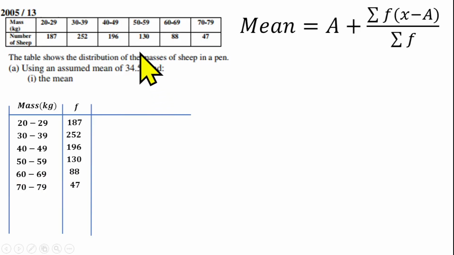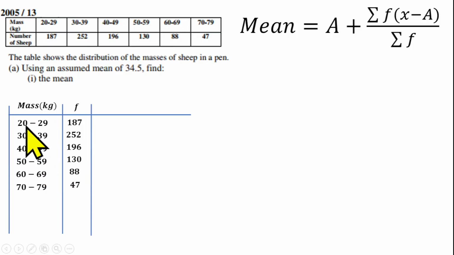So technically, if I assume a mean and I use it to find the mean of this distribution, I'm going to get the same answer as using the given 34.5. So that means you can assume a mean, but on one condition: the mean that you are assuming must fall in between 20 and 79. Don't forget that these are representing numbers, but the numbers are in interval form.